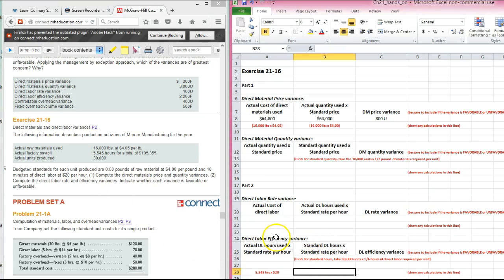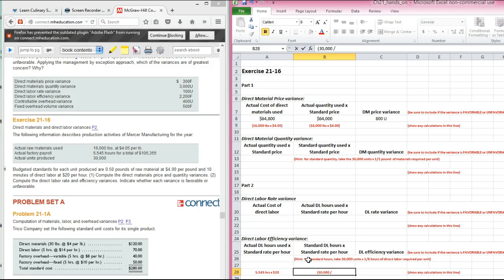In the efficiency or the quantity variance, we're comparing actual direct labor hours at the standard rate, and standard direct labor hours at the standard rate. Again, it says that we use 10 minutes of direct labor for each unit. We're going to take 30,000 and multiply it by 1/6, because 10 minutes out of 60 minutes in an hour gives us 1/6. So that's how we figure out how many direct labor hours we need.